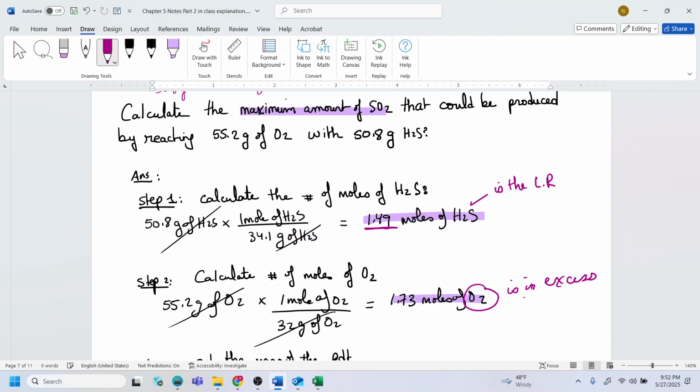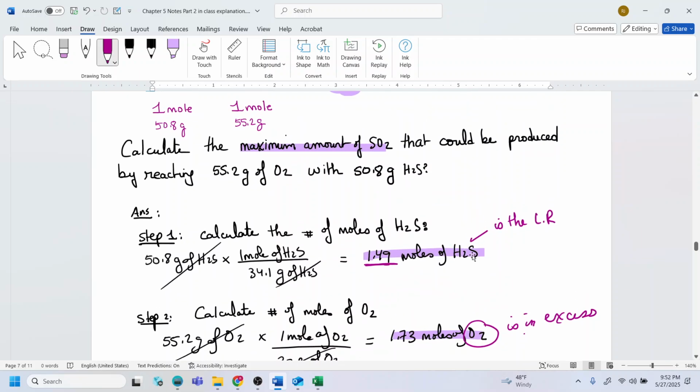So now I know that oxygen is in excess. The oxygen in excess is no use for me because oxygen in excess will not give me any information about the product that is formed, which is the sulfur dioxide. What's going to give me more information about how much product I got is the limiting reagent, because I know that I reacted all the limiting reagent to get to the product.